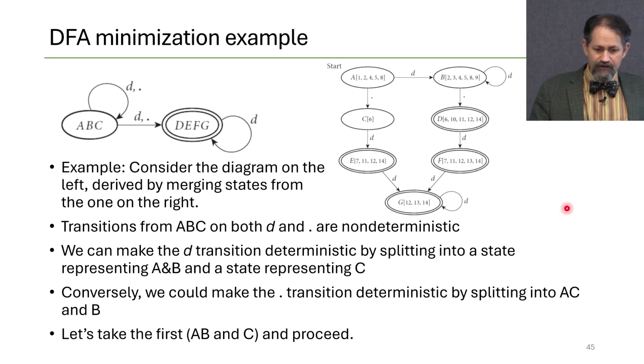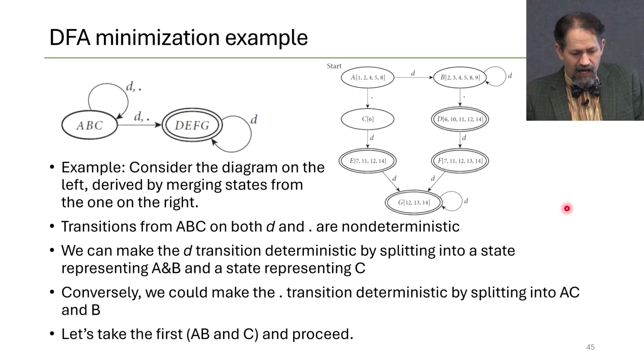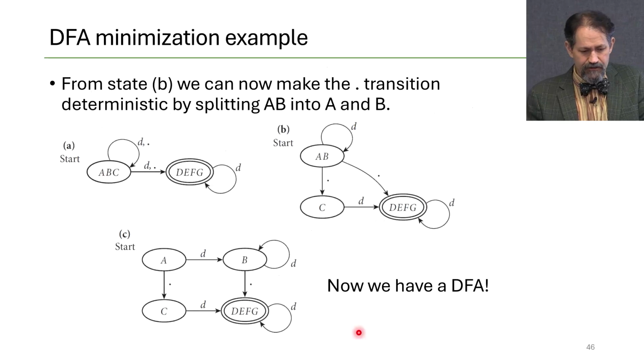We can also in the same way choose dot as the thing to make deterministic, and that will result in a different split, right? We'll split into AC and B. But we need to pick one of these. And so we're just going to arbitrarily pick the first one. It doesn't matter. They'll both work. But we'll take the first, split ABC into A, B, and C, and proceed.